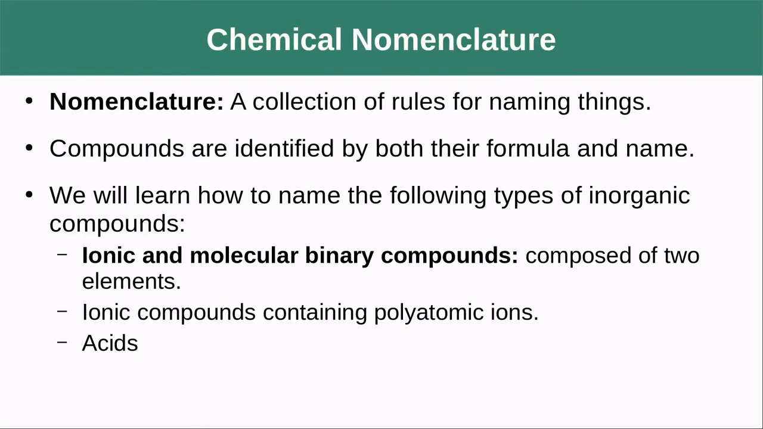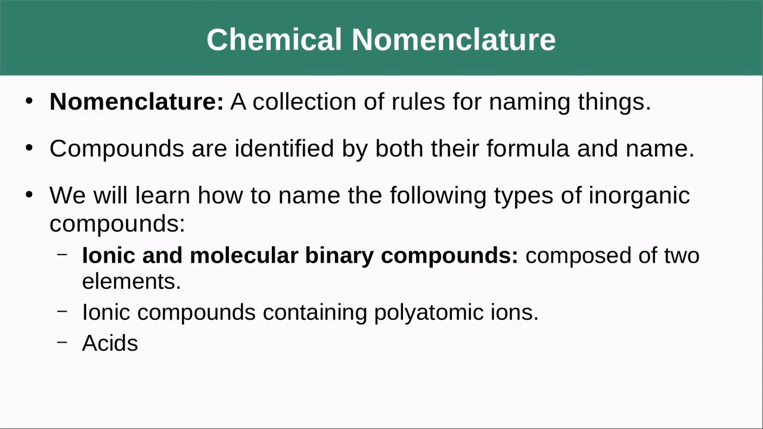All right. So what is nomenclature? Nomenclature is a collection of rules for naming things. Compounds can be identified by both their formula and their name. This is important these days, with all the typing and stuff like that. You can't really put in all those subscripts and expect that any old person off the street's going to be able to read and understand that.